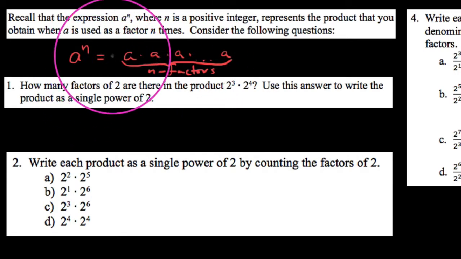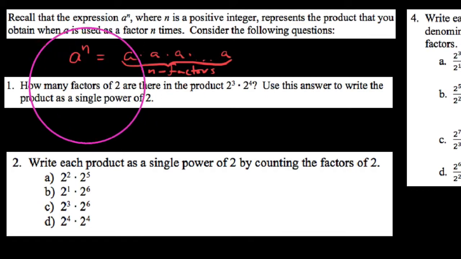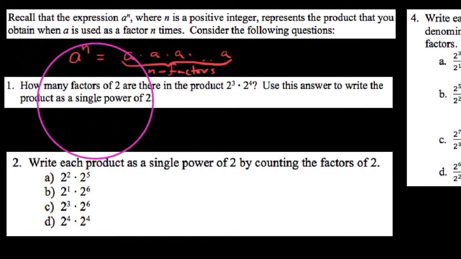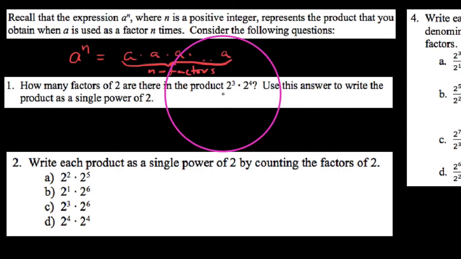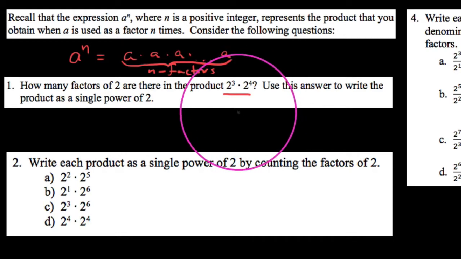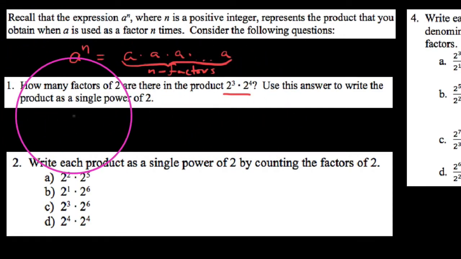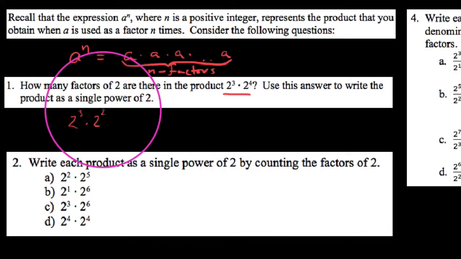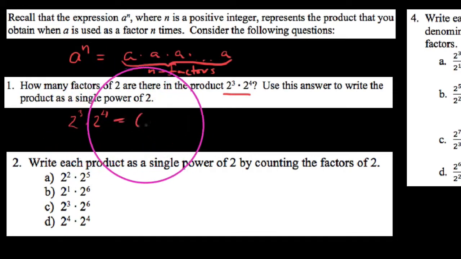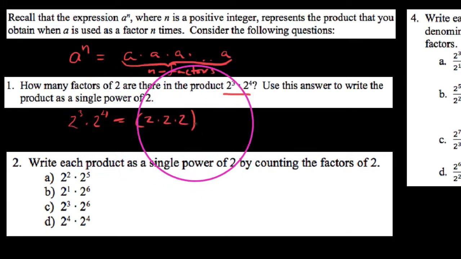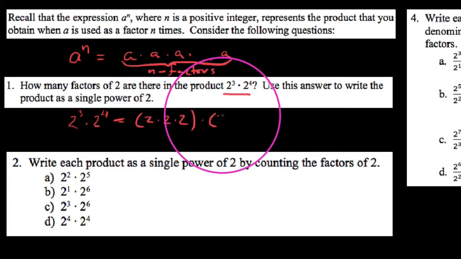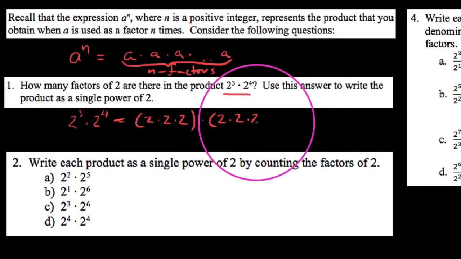Moving forward, let's explore some properties starting with products. How many factors of 2 are there in the product 2 to the third times 2 to the fourth? The goal is to be able to do this without actually having to write it out, but in this instance, we are going to write it out. 2 to the third means 3 factors of 2, so 2 times 2 times 2, and we're taking that times 4 factors of 2, 2 to the fourth.